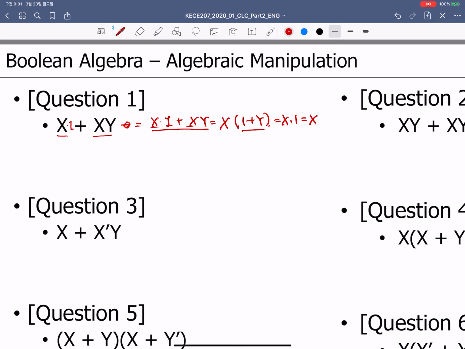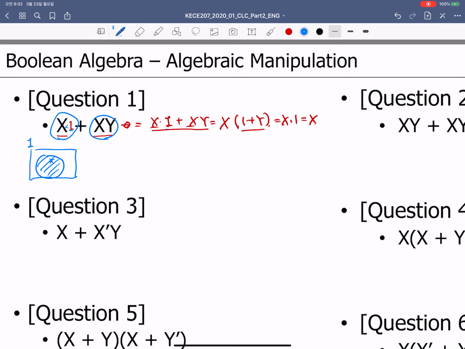Actually, you can use set theory in order to solve this one. I told you that you have 1 here, and you have x here. So this is x, and 1 means the entire sample space. This AND gate means intersection in set theory. That's why you have to calculate the intersection of the entire set and x, so x itself becomes the intersection. That's why this is x.